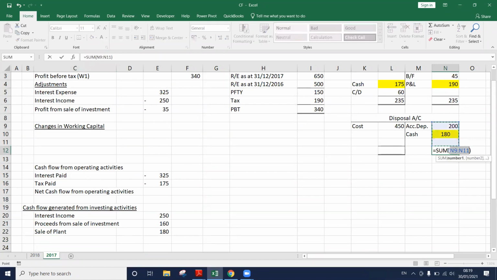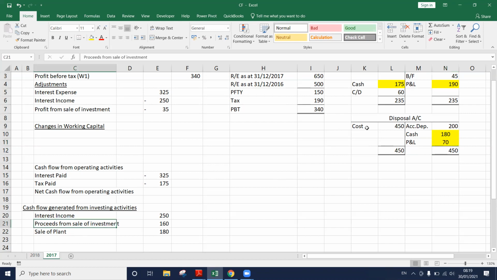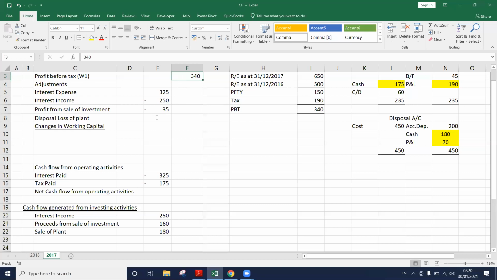Therefore, what should be the difference here? Here we have 450, 450 minus 200 minus this 180 gives 70. This should be the amount that we have to charge to P&L. Is this a disposal profit or a gain? By disposing this plant, whether we have a gain or a loss, we are crediting the disposal account, which means we are debiting the P&L. Debiting the P&L means it is a loss for us. There is a disposal loss of plant. The loss has been deducted in this figure, so we need to reverse it. What do we need to do? We need to add back this 70, the disposal loss of plant.